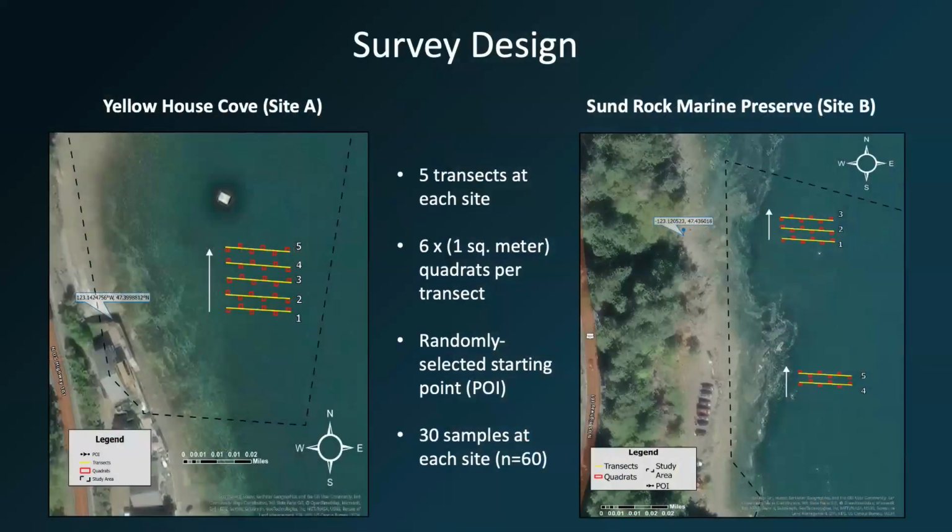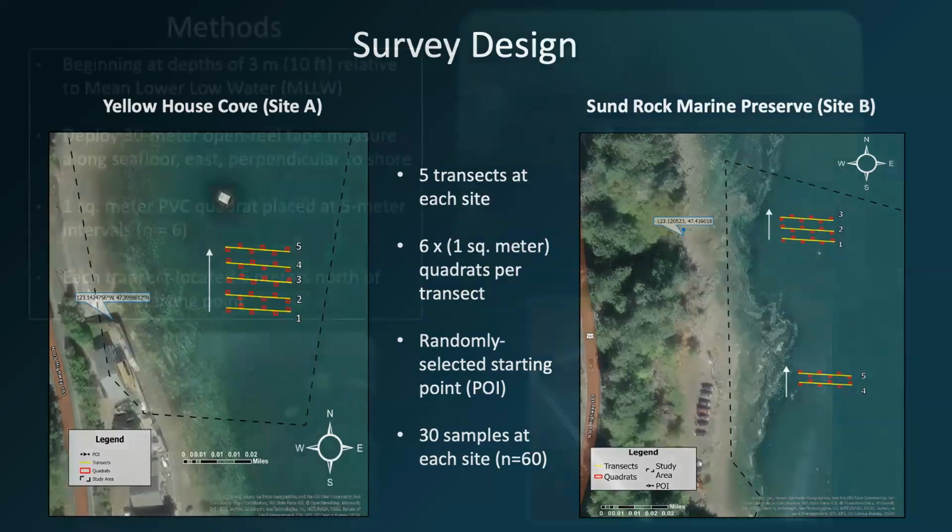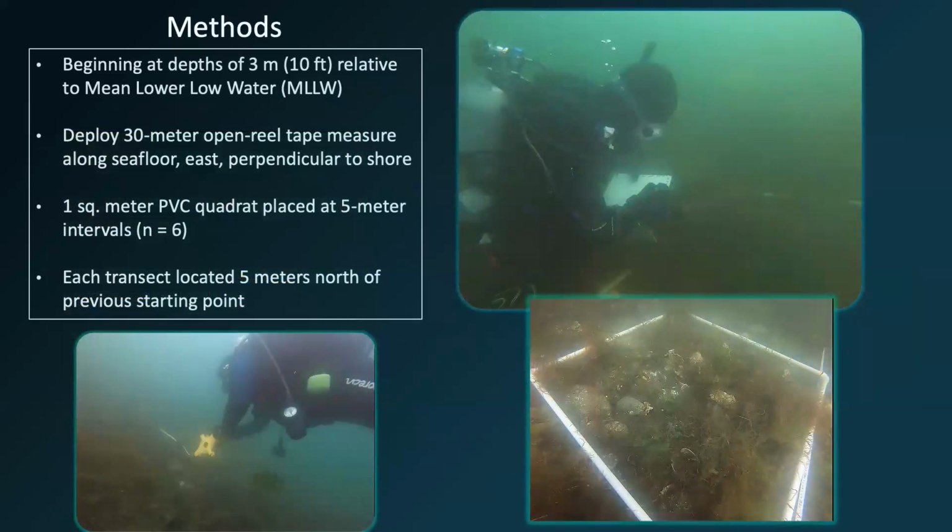Zooming in a little bit, we see site A and site B, and the survey layout and design. Essentially we have 5 transects at each site with 6 1-square-meter quadrats on each transect. Those are the little red squares. Sorry if it's hard to see, but we began from a randomly selected starting point, a point of interest that is shown on those maps with the coordinates, and 30 samples altogether at each site for a total sample size of 60. For the methods, we used scuba surveys, thankfully.